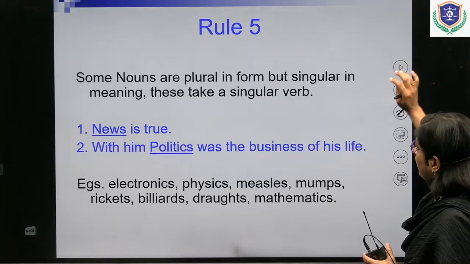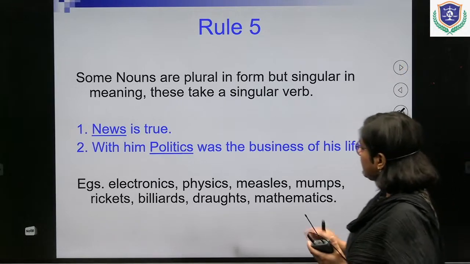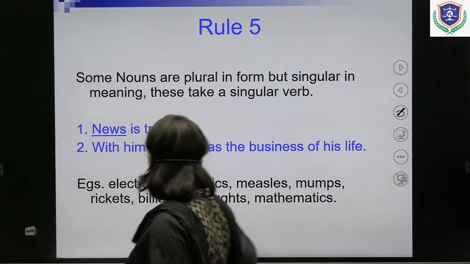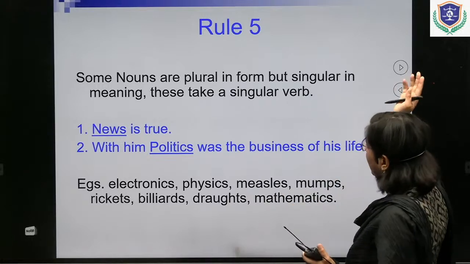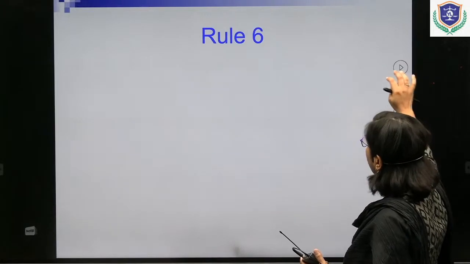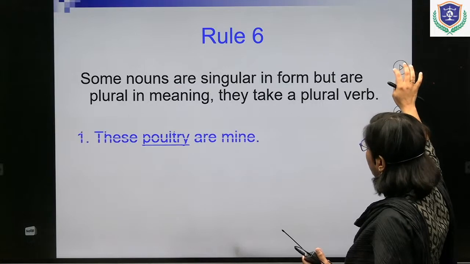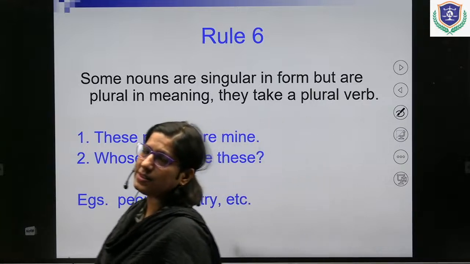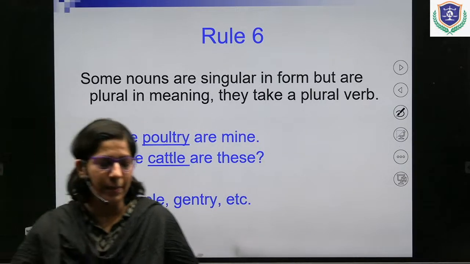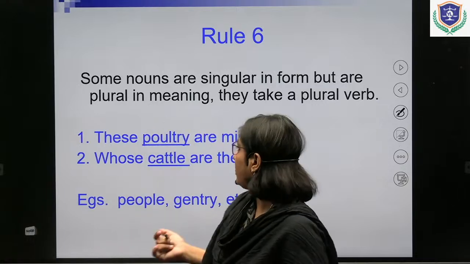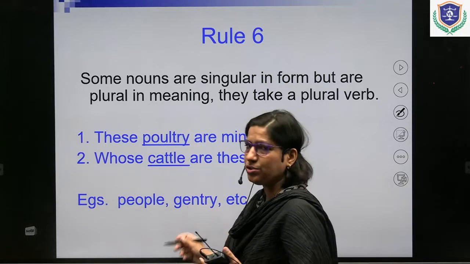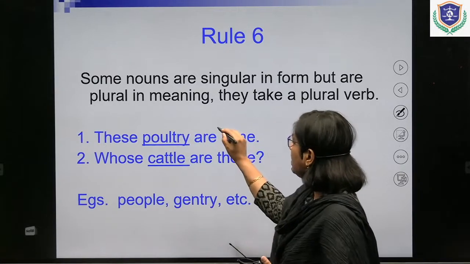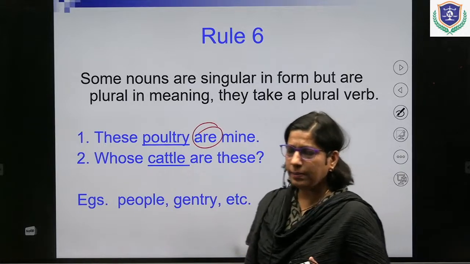This is of course something which you all know, and we can go ahead, that there are certain words which are plural in form, and so they just look like plurals but actually they are singular, and so they take a singular verb. Then there is a flip side of this particular rule, wherein there are certain words which look like singular but are actually plural in their form, like poultry, cattle, people, gentry. All of this will take a plural verb. Okay, so this is there.